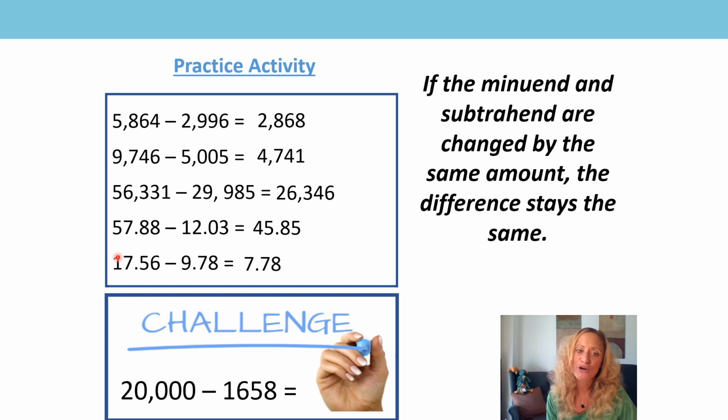So I got 17.78, and then I could just subtract 10. And subtracting 10 from 17 is really easy, isn't it? So I got 7.78. Brilliant. Hands up if you got all those right.